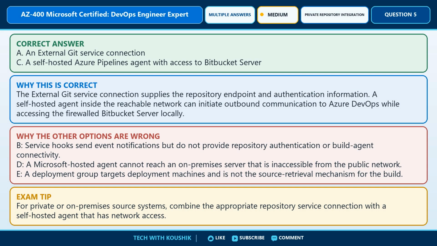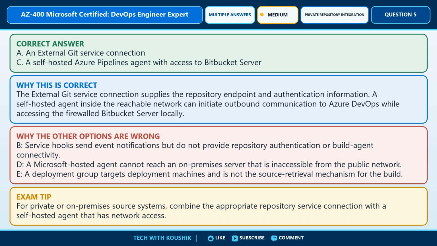The correct answers are Option A, an external Git service connection, and Option C, a self-hosted Azure Pipelines agent with access to Bitbucket server. Here's why. The external Git service connection supplies the repository endpoint and authentication information. A self-hosted agent inside the reachable network can initiate outbound communication to Azure DevOps while accessing the firewalled Bitbucket server locally. Why are the other options not correct?